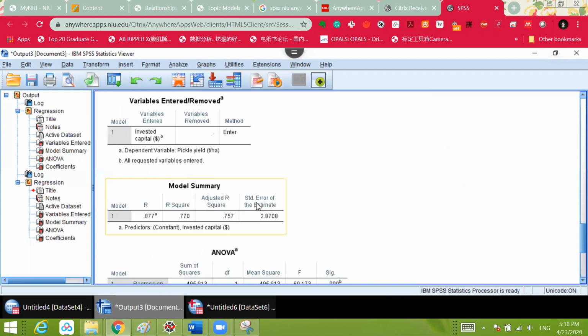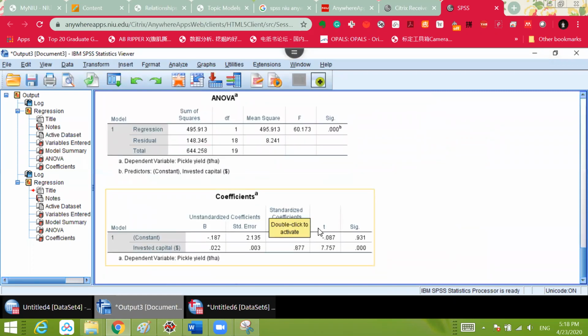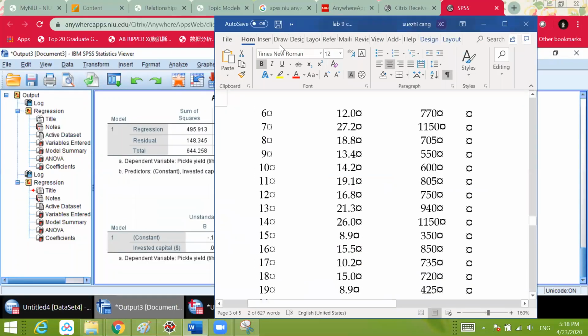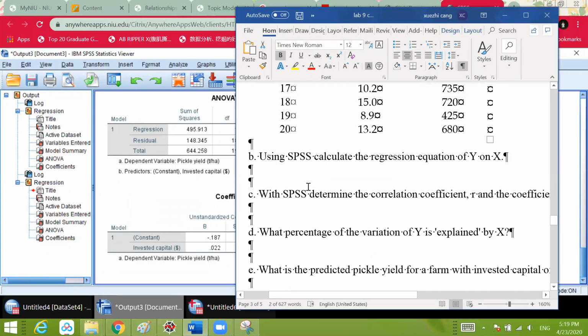So here is the result. We want to find the equation. The coefficients we need are just here. So y should equal 0.022 x minus 0.187.